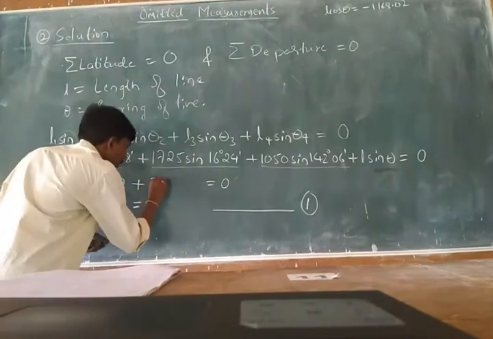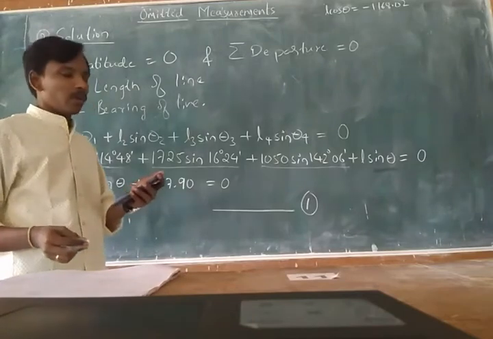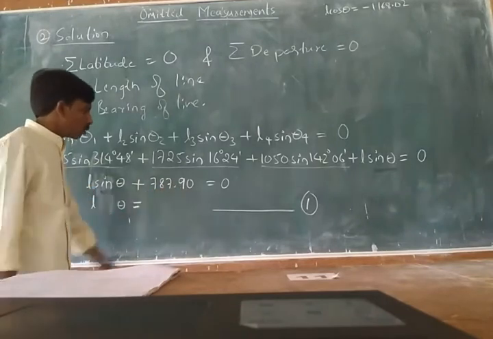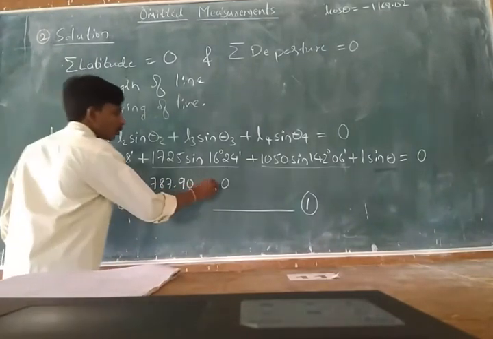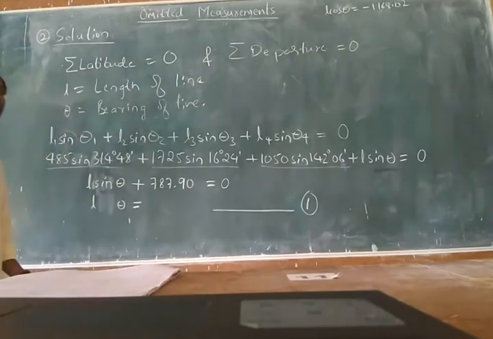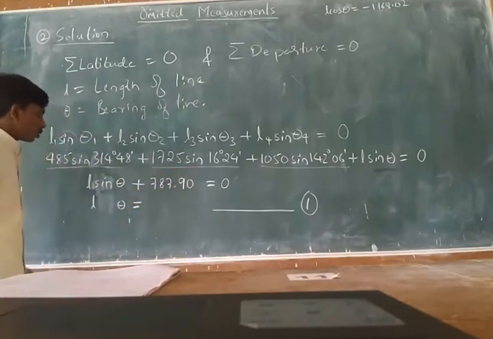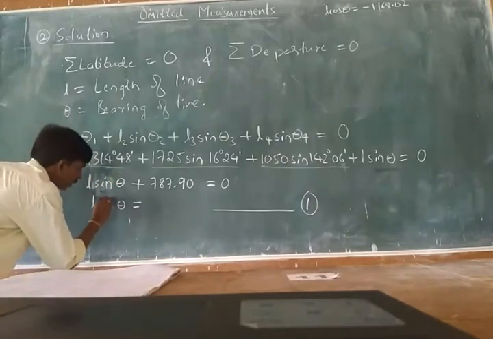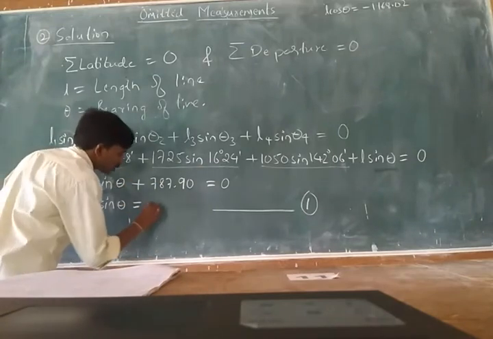Actually we get 787.89, which can be rounded off to 787.9. Now that must be equal to 0 as per the principle of closed traverse. Now let's transfer this number to the other side so that we can get the value of L sin theta. So L sin theta is equal to, if it moves to the other side, it becomes negative.